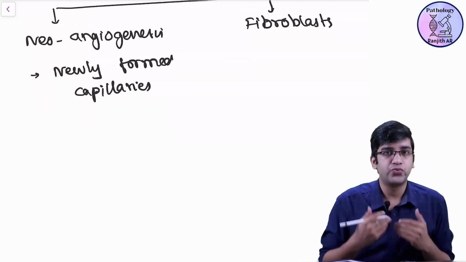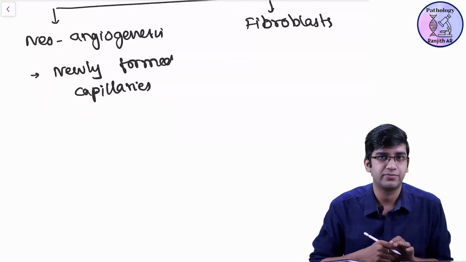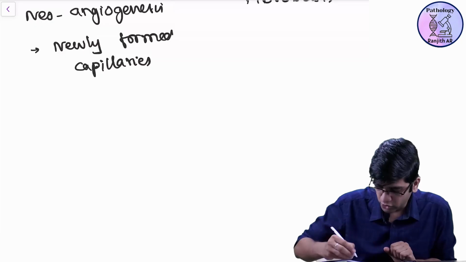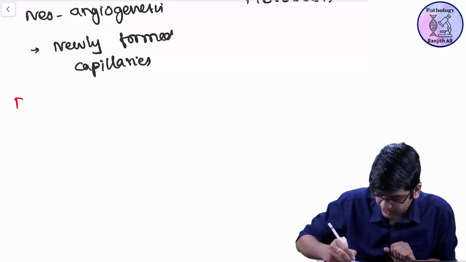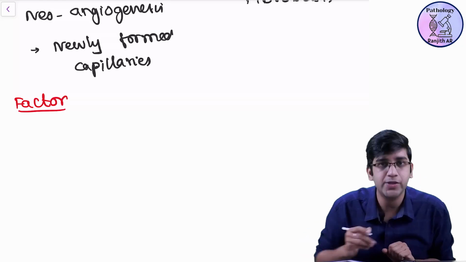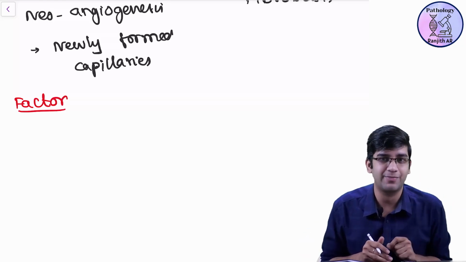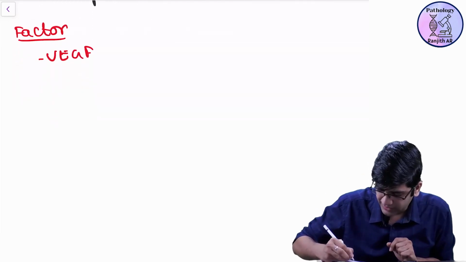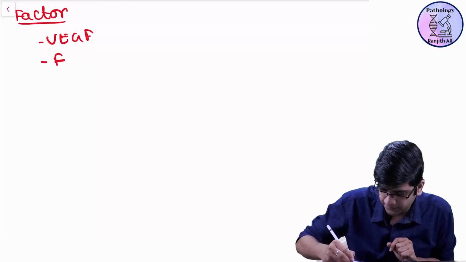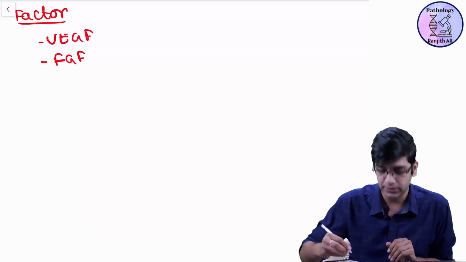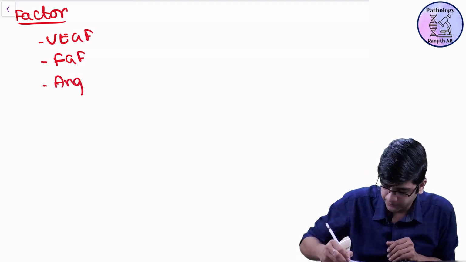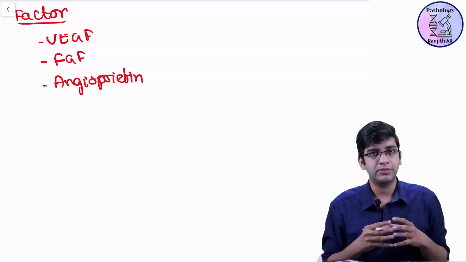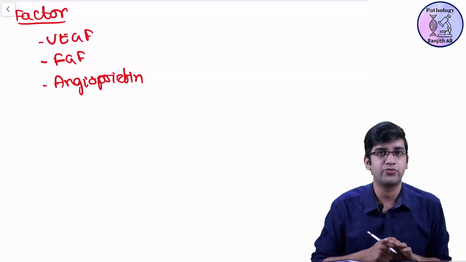For my capillaries to form, I need quite a few factors. The predominant one is my vascular endothelial growth factor. What are the factors required for formation? All these factors are produced by whom? Perfect, your M2 activated macrophages. They give me VEGF, vascular endothelial growth factor. We have fibroblast growth factor, I'm writing FGF for fibroblast growth factor. We have angiopoietins. All these are going to help me in my granulation tissue formation.